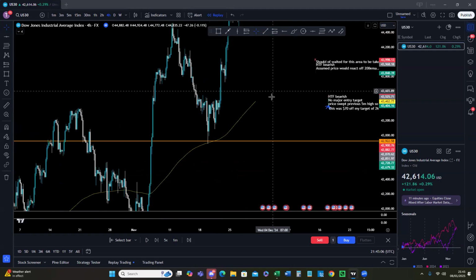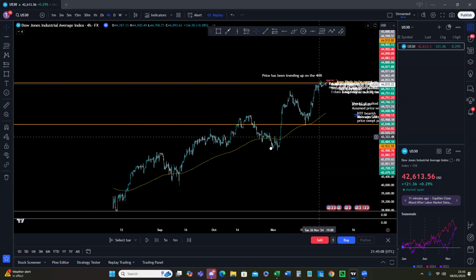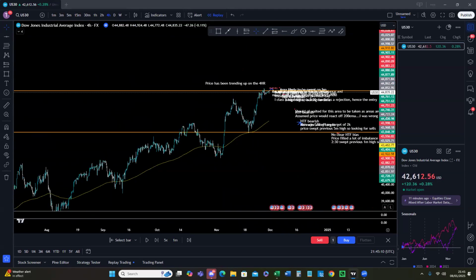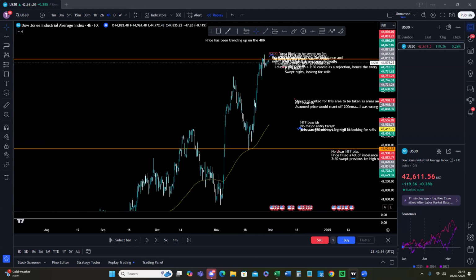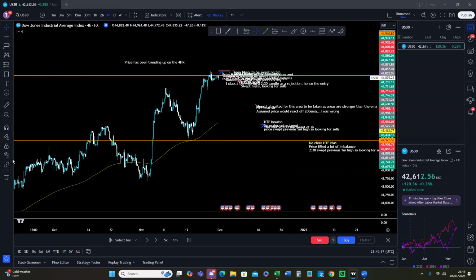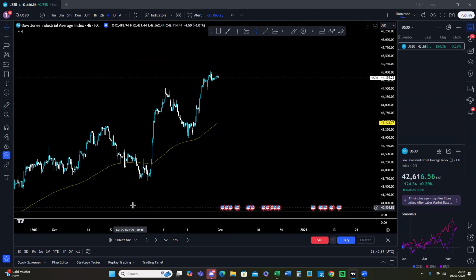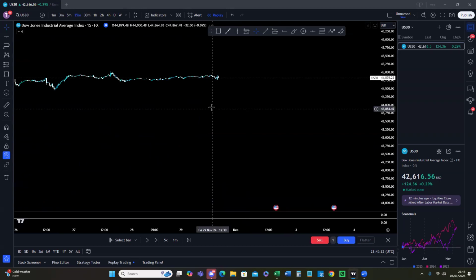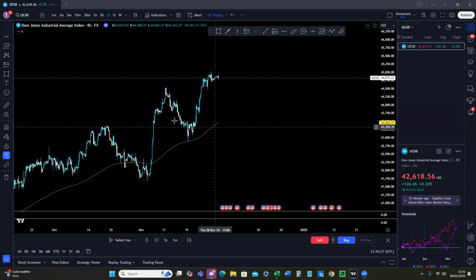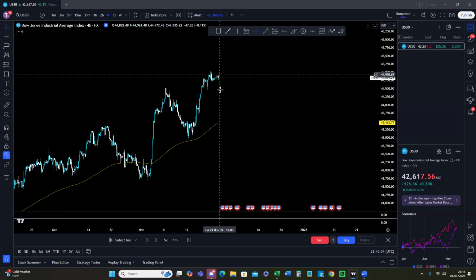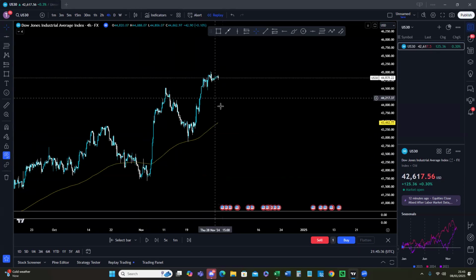So start with the 2nd of December. My overall bias is prices going up on the 4 hour. Let me hide all that. Prices going up on the 4 hour, so I'll take that into consideration. It may actually want to come back down. That's sort of my general look at it. Up, down, up. May want to come back down.